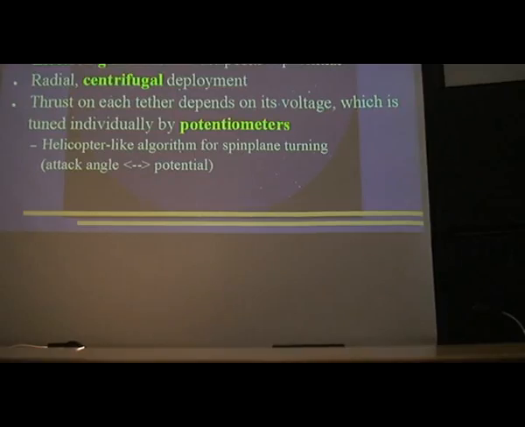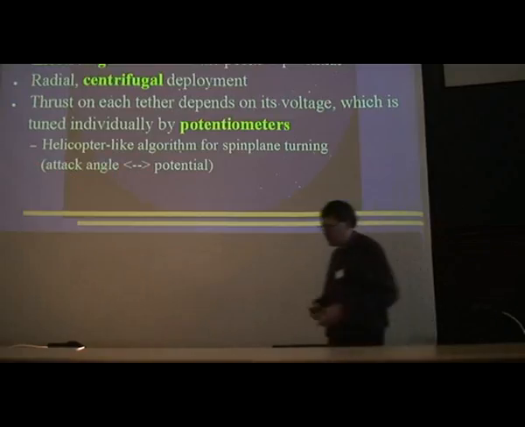And then also it's very important that, in order to be a viable method for space propulsion, we also have a method of guiding this thing. We use the fact that the thrust on each tether depends on its voltage, and this voltage can be tuned individually for each tether by having a potentiometer between each tether and the spacecraft. Then one can use a helicopter flight-like algorithm for turning the spin plane, where in the helicopter case the attack angle is analogous to the potential of the tethers in our case.